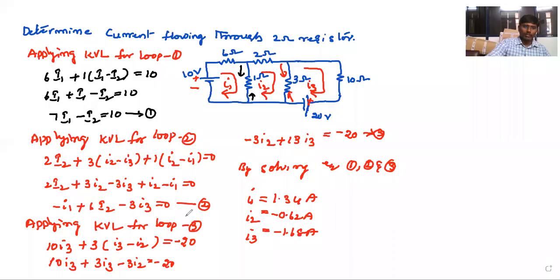Here, our task is to calculate the current flowing through 2 ohm. He asked us to calculate the current flowing through 2 ohm. So what is the current flowing through 2 ohm? In this 2 ohm, I2 is flowing alone. So therefore, here the current flowing through it is I2.